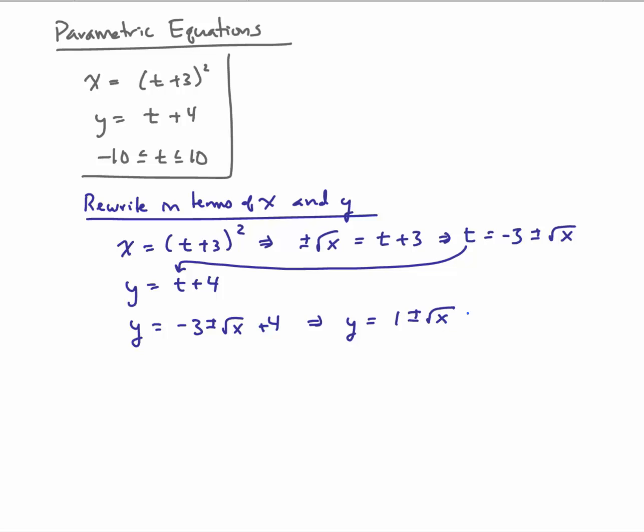Now one thing we haven't really looked at here was the effect of the parameter t going from negative 10 to 10 on our outcome here. So we'll see that in the table in a moment, and then we can update this with any domain restrictions if we have to.